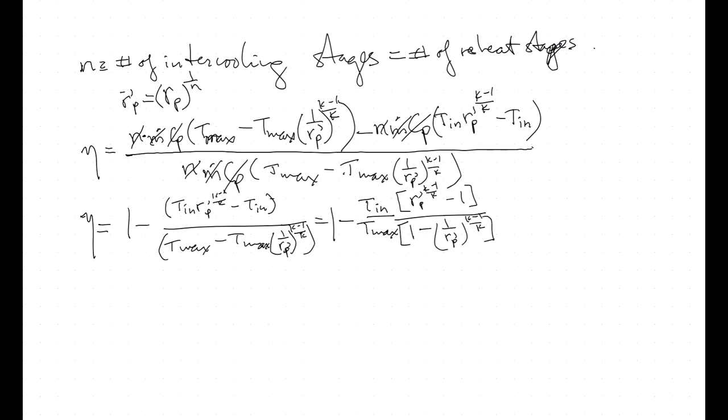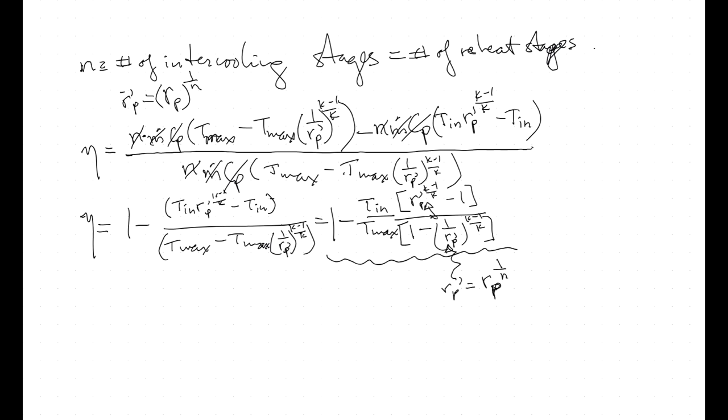That's my final expression for efficiency. Now it looks like it's independent of the number of stages, but it's not, because RP prime is equal to my constant, my overall pressure ratio, to the 1 over n. This is a p, right? So n is hidden in these two terms over here.